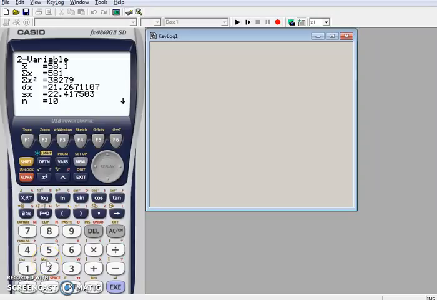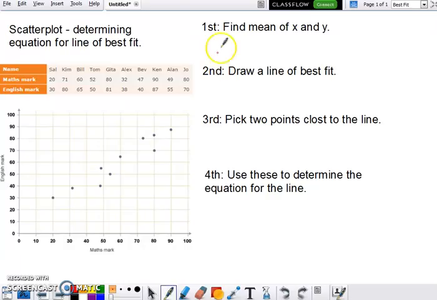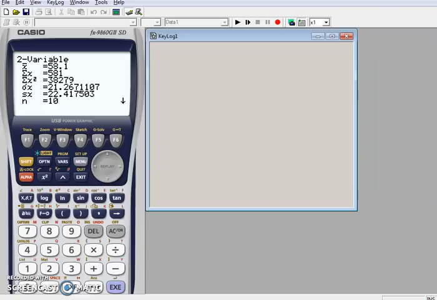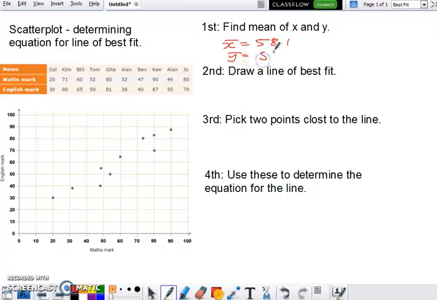So x mean was 58.1, we'll write that in, and y mean equals 59.6. Once you've got the mean point for x and y, then you have to plot it. So we're going to plot this point, 58.1, which is up there, and 59.6, which is going to be right about there. That was pretty good.